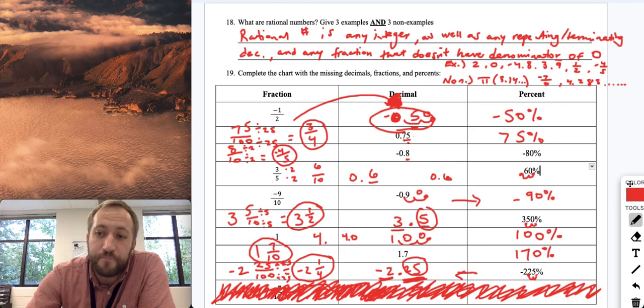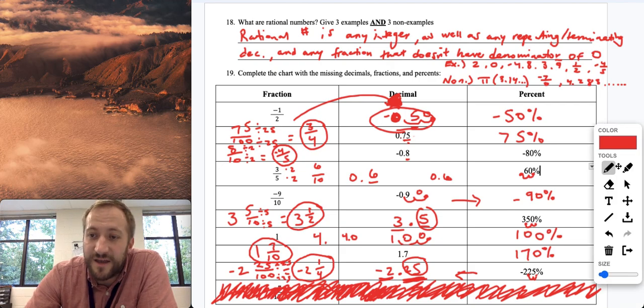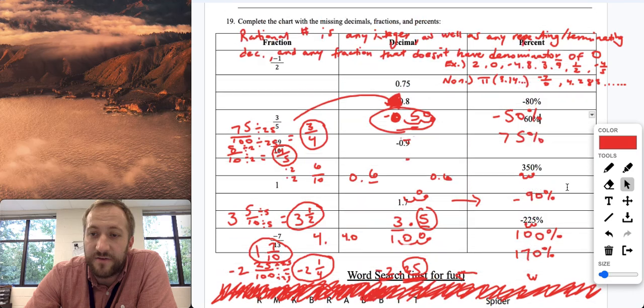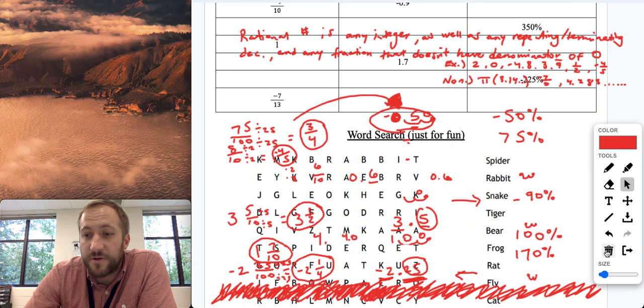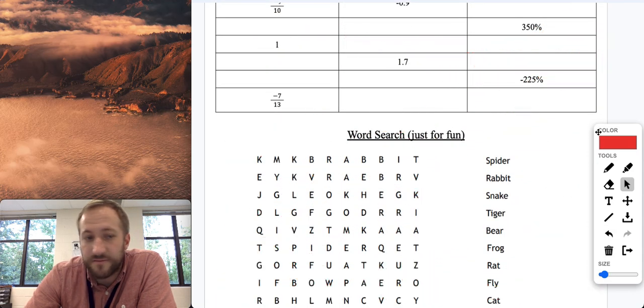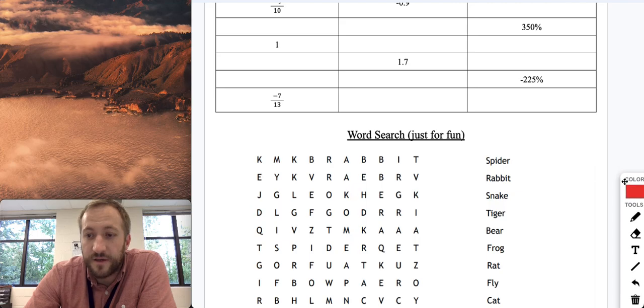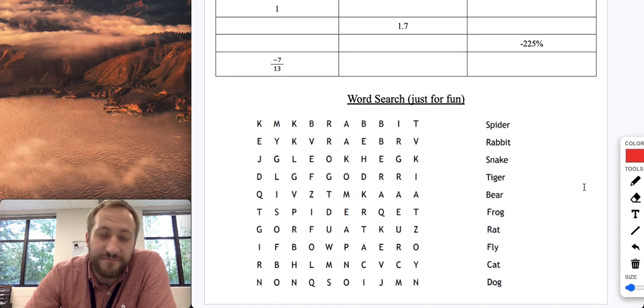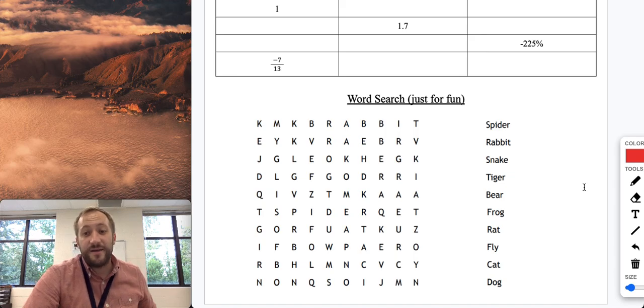Looking down below, I believe we did it. I think that is the end of the study guide. Yep. The last part is the word search. I just put that in there for fun. Go look through the word search, complete it if you'd like. Something to do. And that is everything.